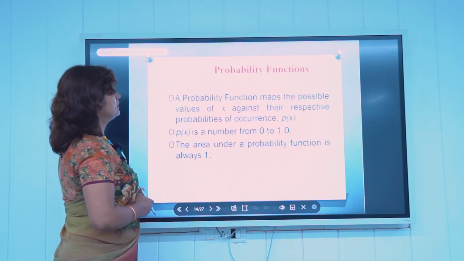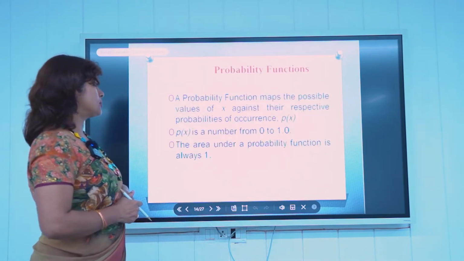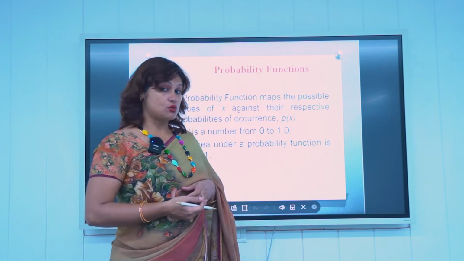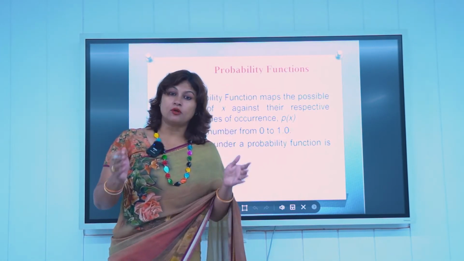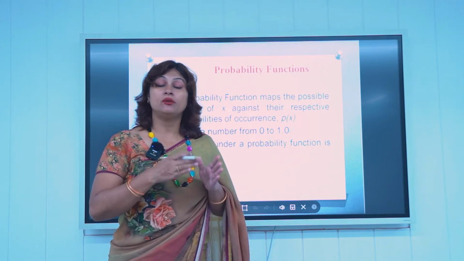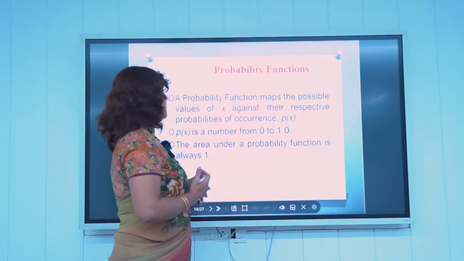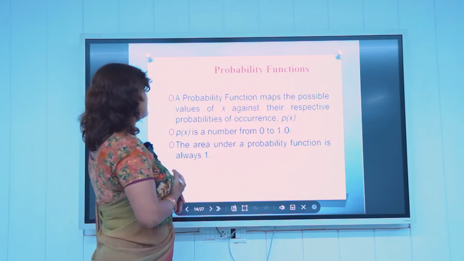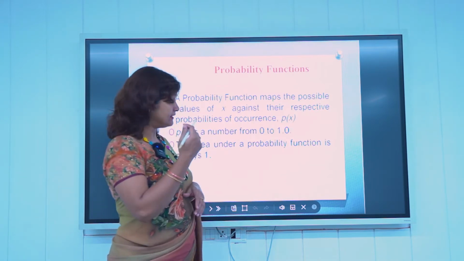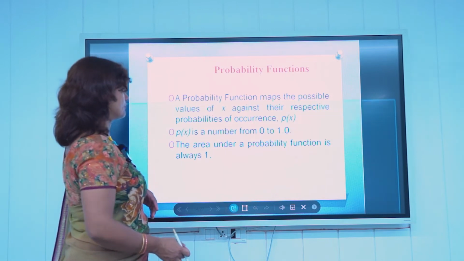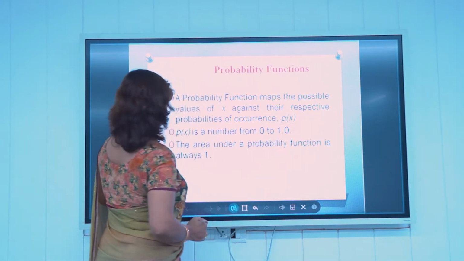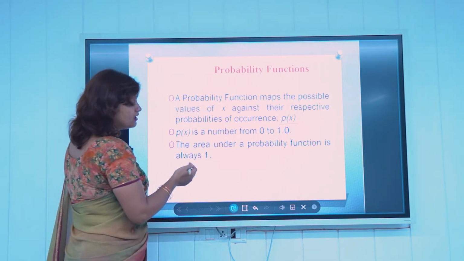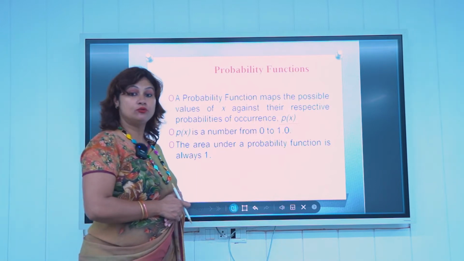So, the probability function: a function itself is a rule, it is a mapping. In the same way, in the context of probability, the definition of the probability function we are discussing is that a probability function maps the possible values of x against their respective probabilities of occurrence, and it is written as P(x). It is a number from 0 to 1, and the area under a probability function is always equal to 1.